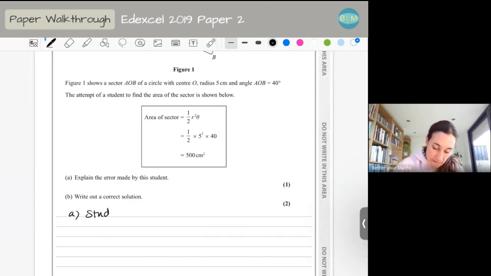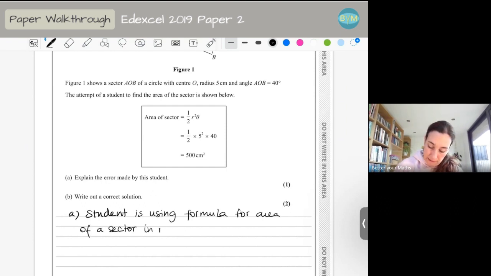I'm not going to dedicate too much time to writing, but in the exam, I would recommend you write things as clearly as you can. The student is using the formula of the sector area, or area of a sector, in radians. And we have degrees. So radians, and we have degrees. This is just one mark.